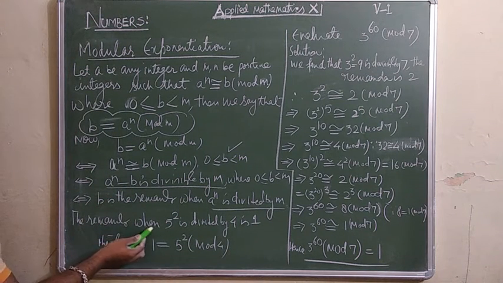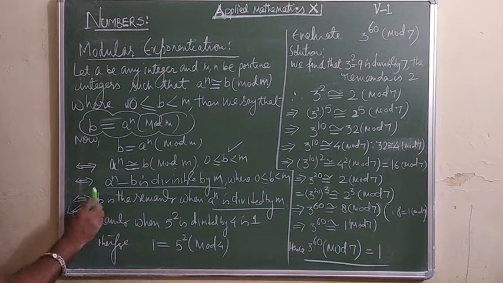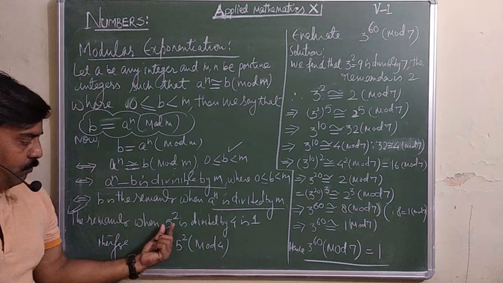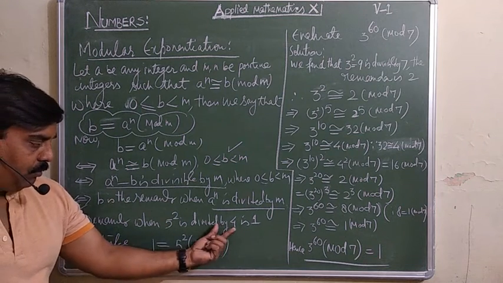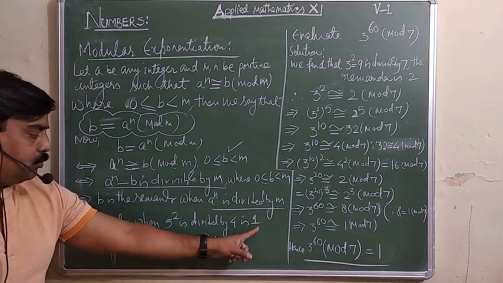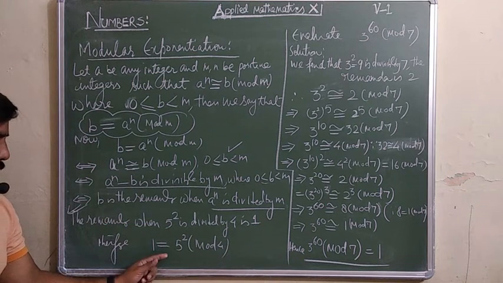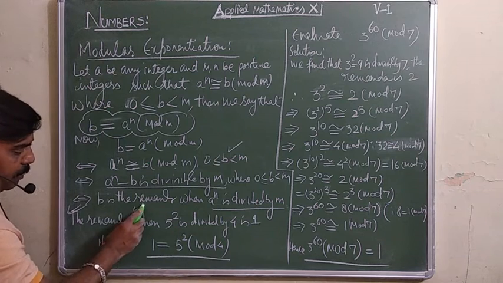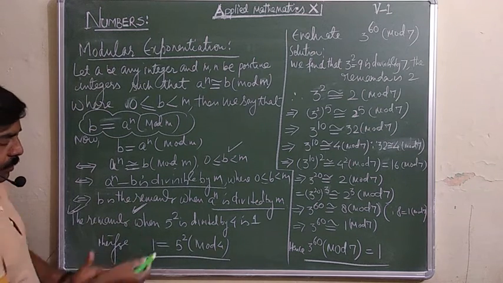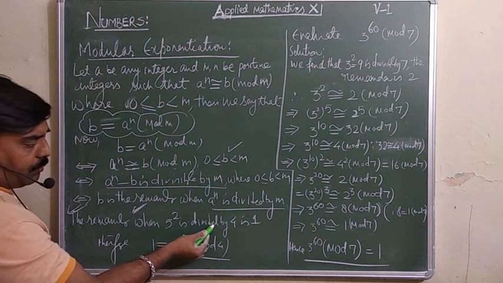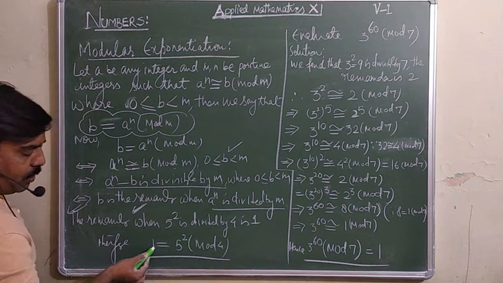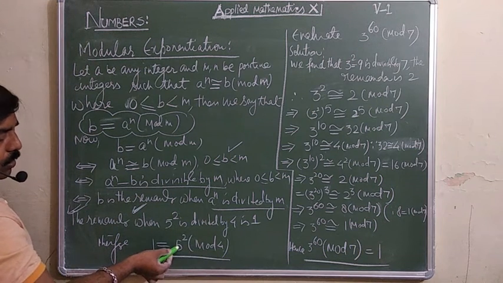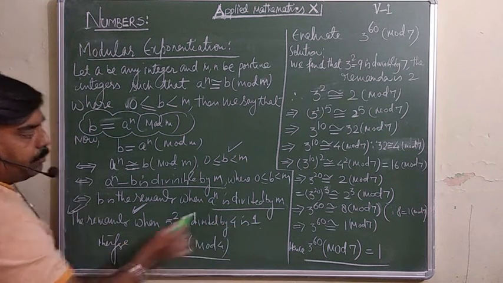Just see one example. 5 raised to power 2 is 25, divided by 4. 4 sixes are 24, but the remainder is 1. So we write this remainder 1 is equal to 5 raised to power 2 mod 4. We need this example to understand this. When 5 raised to power 2 is divided by 4, the remainder is 1, which means 1 is equal to 5 raised to power 2 modulo 4. If you divide 25 by 4, you will get remainder 1.